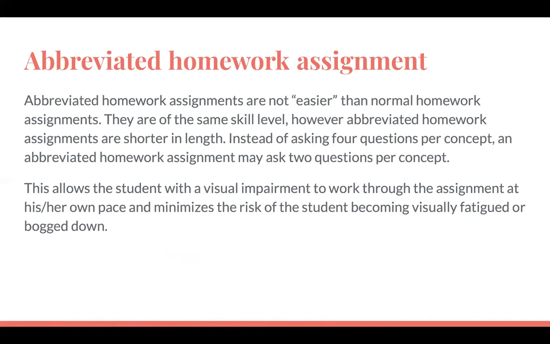Abbreviated homework assignments are not easier than normal homework assignments. They are of the same skill level, however, they are shorter in length. So instead of asking 4 questions per concept, an abbreviated homework assignment may only ask 2 questions per concept. This allows the student with a visual impairment to work through the assignment at their own pace and minimizes the risk of the student becoming visually fatigued or bogged down.